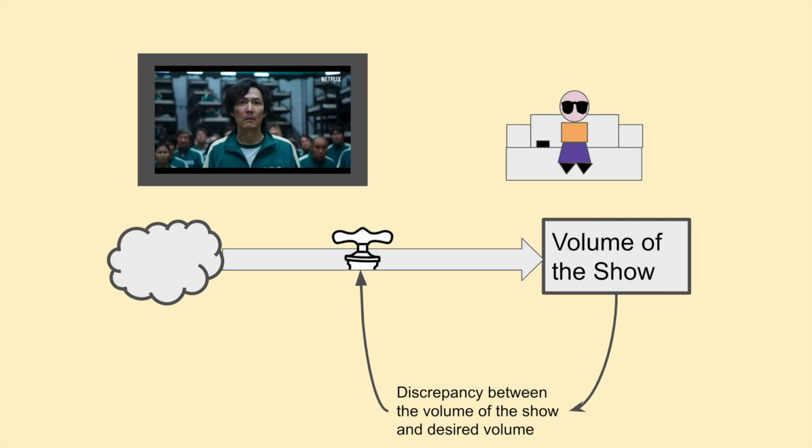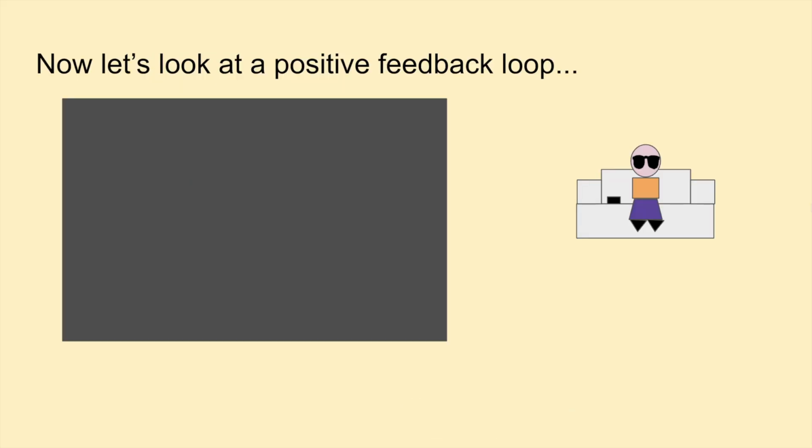We call this type of feedback loop a negative feedback loop or a balancing feedback loop because the system tries to negate or lessen the impact of an input by shifting back towards that stable state. We will denote this feedback loop with a B to show that it is a balancing feedback loop. Now let's look at a positive feedback loop.